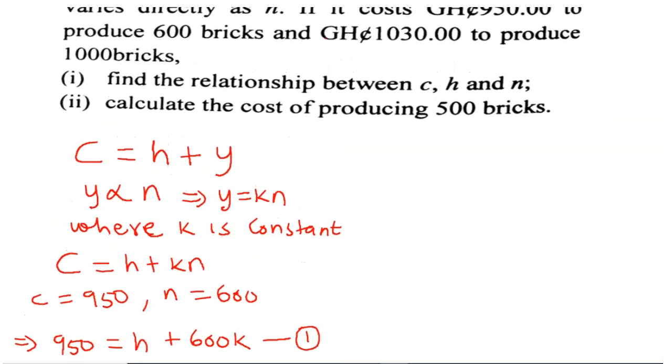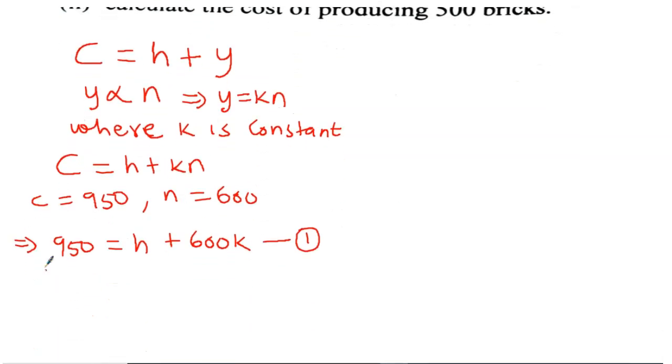And then the second one, the cost is 1030 cedis. The number of bricks is 1000. So 1030 cedis, 1000 bricks. So this is also our equation 2. So we are going to solve these two equations and find the constant terms. So how do we solve this? Now we can use simultaneous equations.